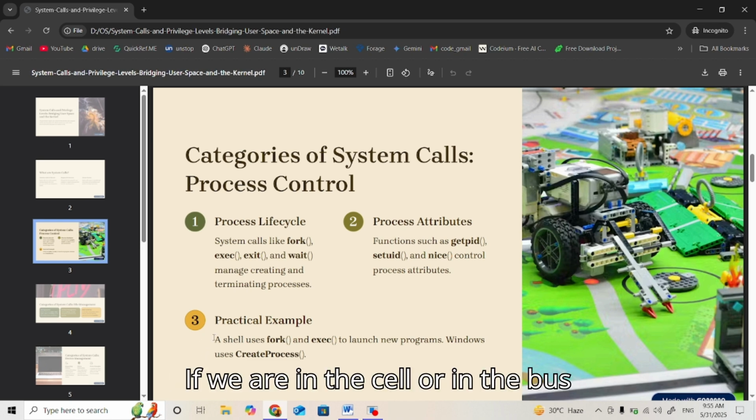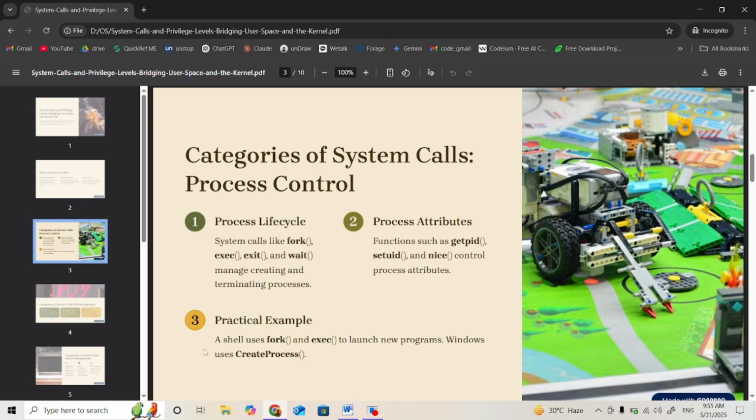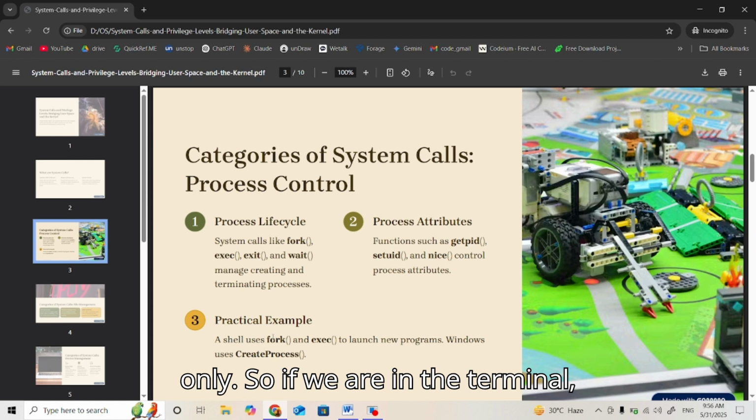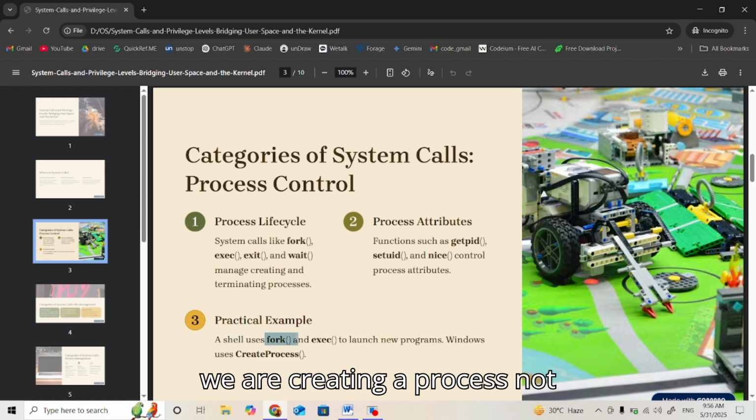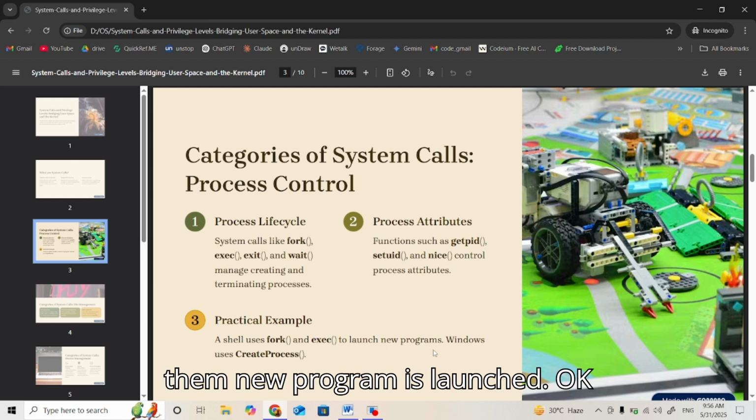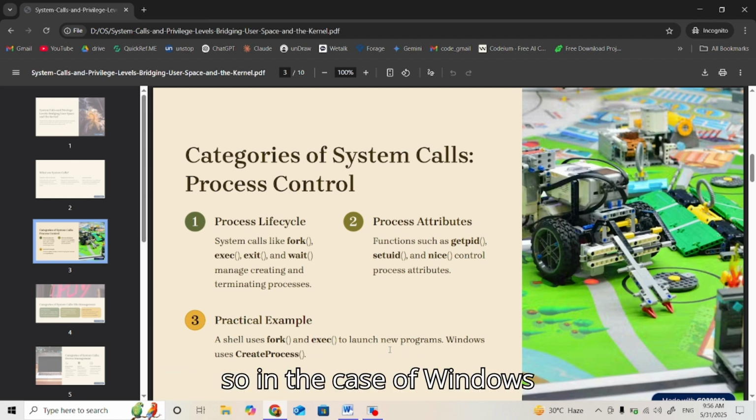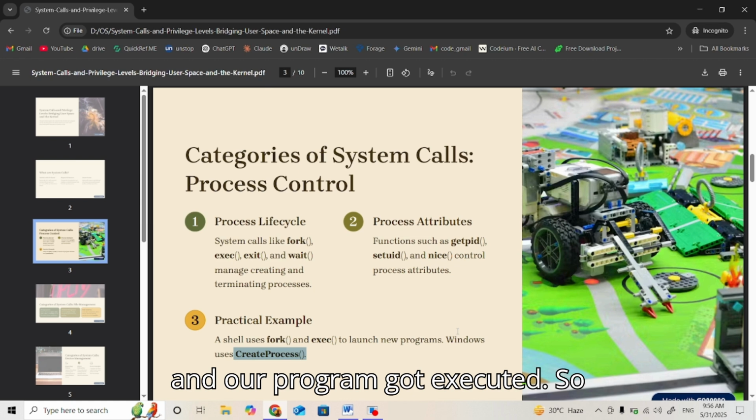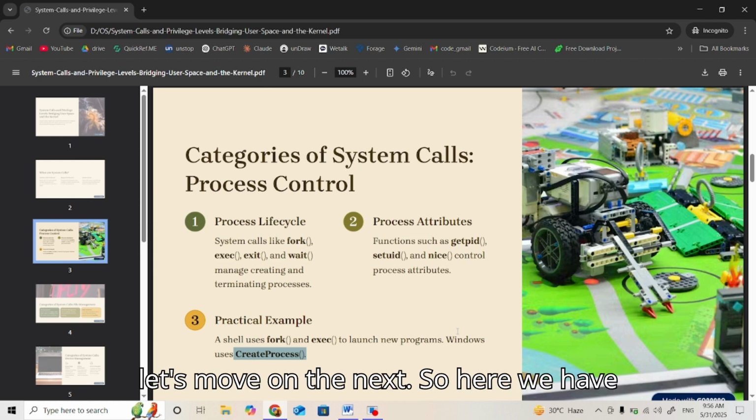If we are in the shell or in bash, Git Bash, which are kinds of terminals, then we are creating a process. Not actually we, but our system creates the process and then executes it. A new program is launched. In the case of Windows, the CreateProcess function will be executed and our program gets executed. So let's move on to the next.